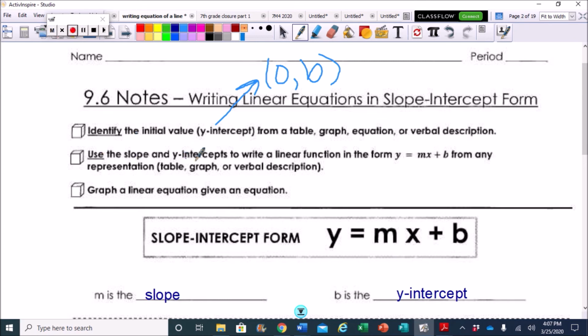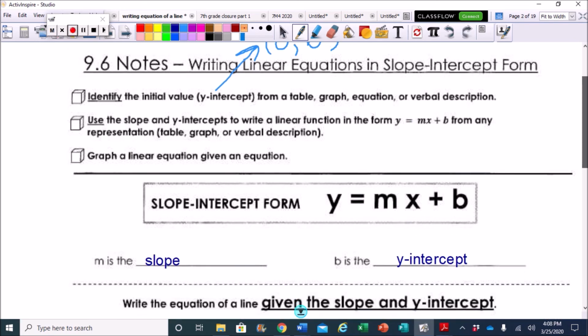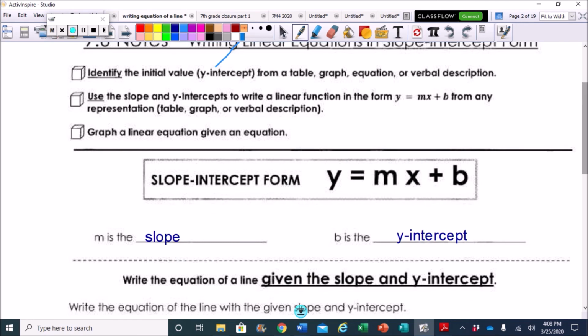We're going to be able to use the slope and the y-intercept to write a linear function in the form y equals mx plus b, from any representation, table, graph, or verbal description. We're also going to be able to graph a linear equation given an equation. So slope-intercept form is y equals mx plus b, where the only things that we are changing are the m and the b. And make sure you notice that I took the sign with it. So if it's a plus b, it'll be like this. If it's a negative b, it'll be minus b. So m is the slope and b is the y-intercept, where it crosses the y-axis.